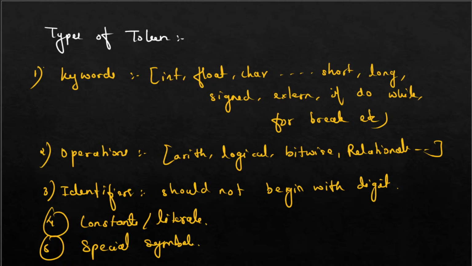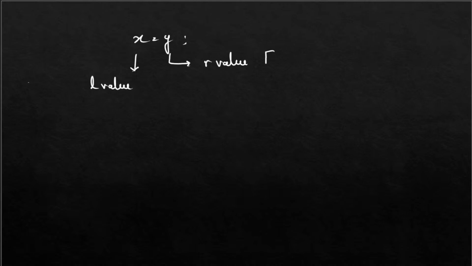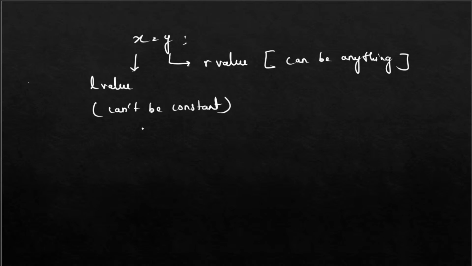So one note you should remember here: in x equals y, x is the L value and y is the R value. The R value can be anything, but the L value cannot be a constant. It cannot be a constant, and it also cannot be an array name.